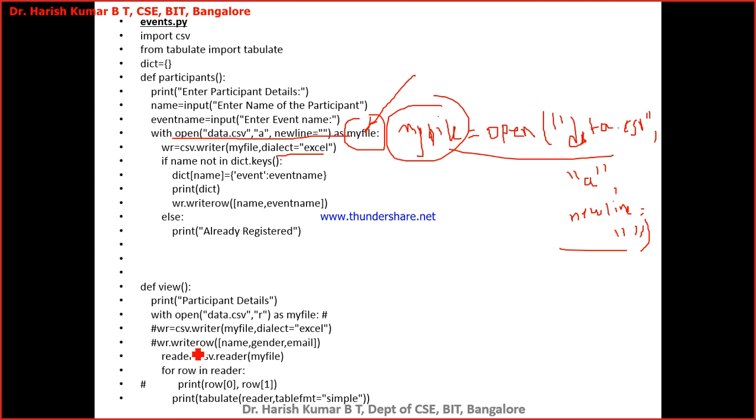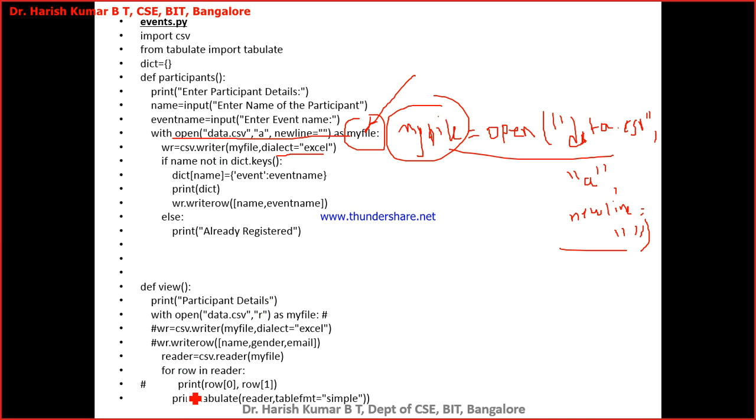Okay, I have commented these two, and now csv.reader. In this module csv, there is another function. Earlier I was invoking the execution of writer because I was writing to the data.csv. Now I've got to read from the CSV file.